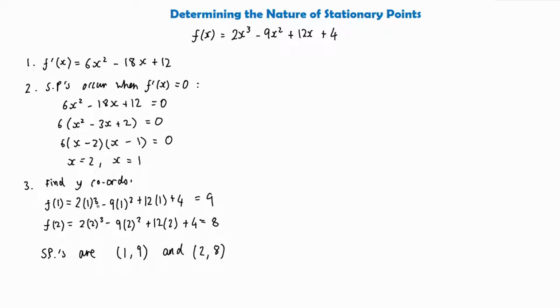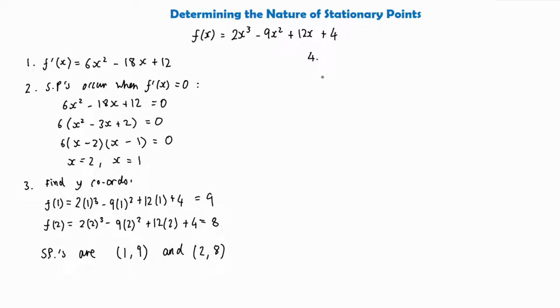So the first 3 steps, which are arguably the steps we should already know how to do, is how to work out the coordinates of the stationary points. So we have worked out the stationary points by finding the derivative, setting it equal to 0, solving for x, and then finding the y coordinates. And this gives us the 2 stationary points. So the next few steps is where we work out the nature of the stationary points. And we're going to do this by using what we call a nature table.